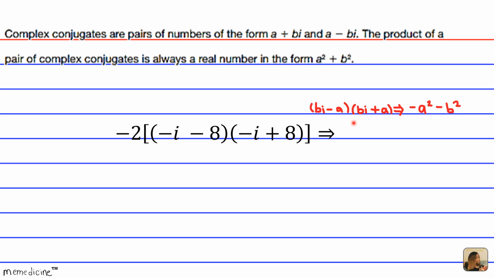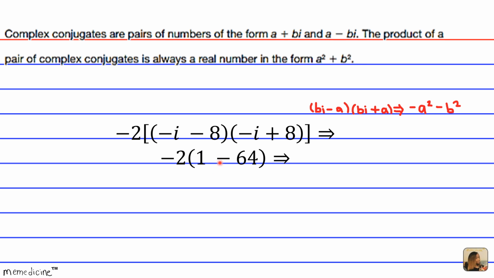So basically, our answer is going to be negative a squared minus b squared, okay? So if we just look at the absolute value of the constant in front of i, that's going to be 1, okay?